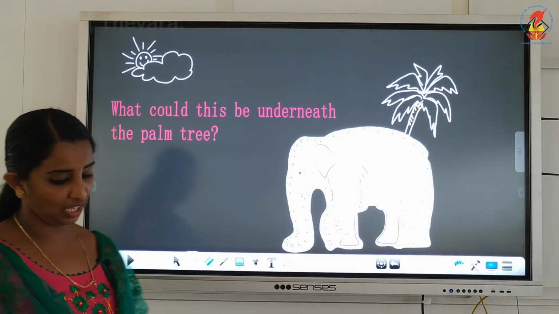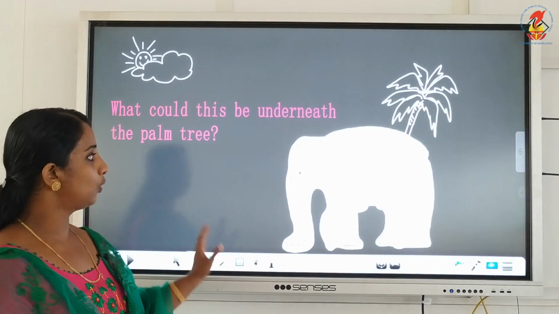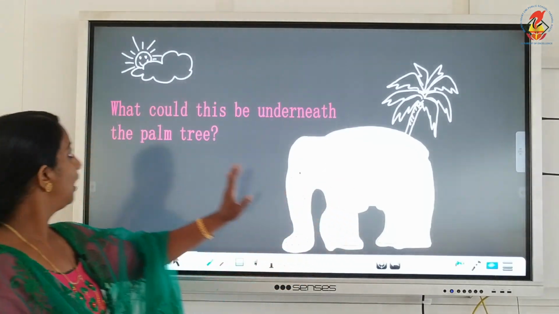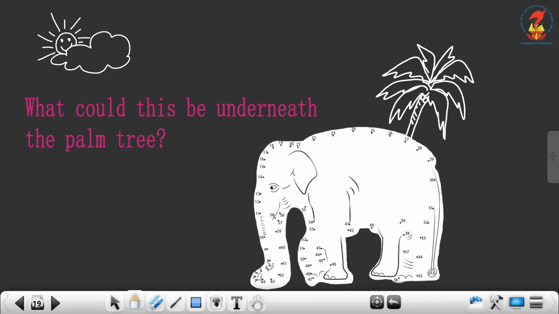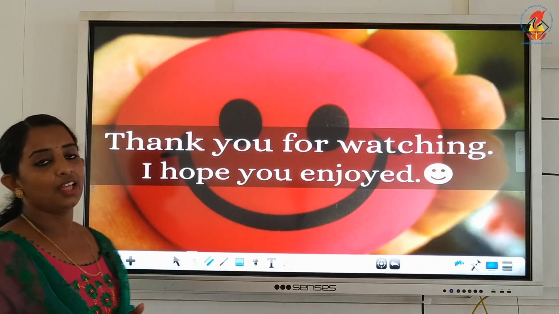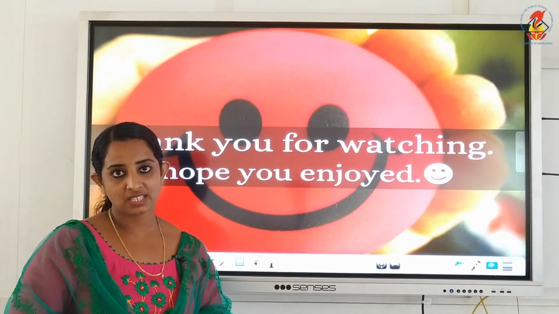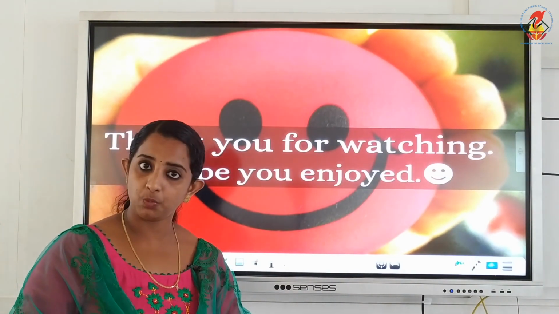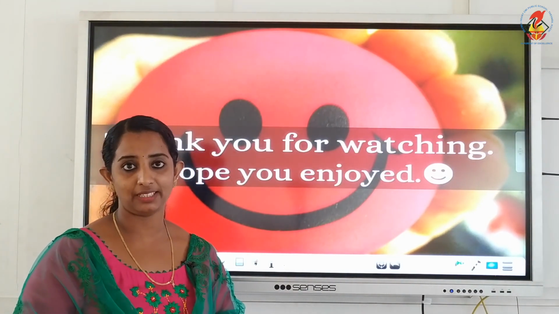In the last page, page number 10, you have an image like this, and what could this be underneath the palm tree? You can easily make out that it is an elephant. So, children, that is all for this class. With this, we are winding up chapter 2, The Blind Men and the Elephant.